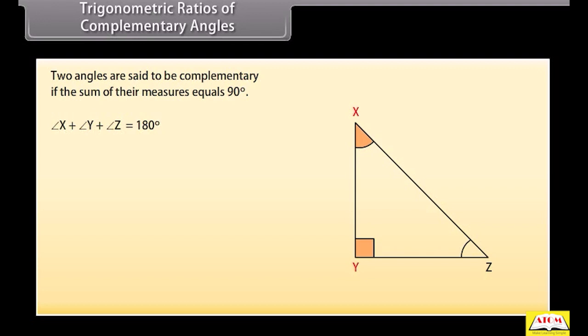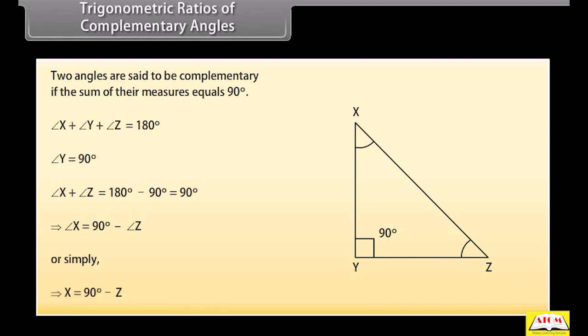Angle X plus angle Y plus angle Z is equal to 180 degree. Angle Y is equal to 90 degree. Angle X plus angle Z is equal to 180 degree minus 90 degree equals 90 degree, which implies angle X is equal to 90 degree minus angle Z. Or simply, X is equal to 90 degree minus Z.